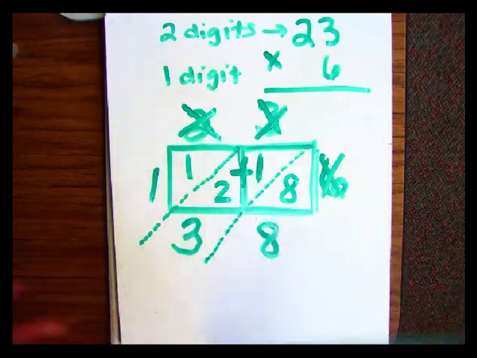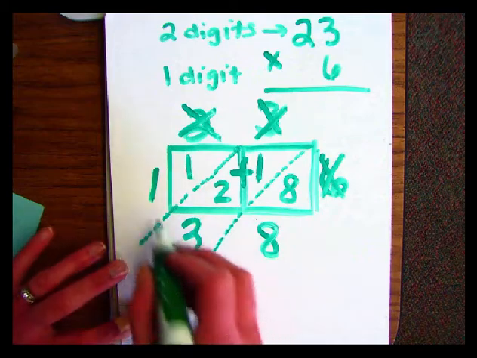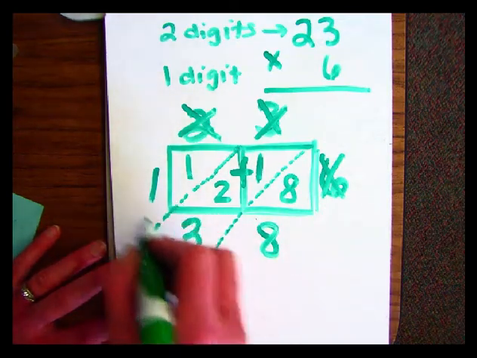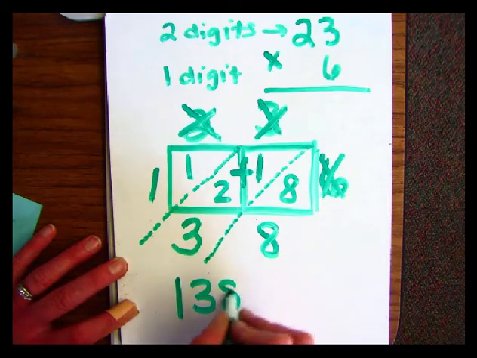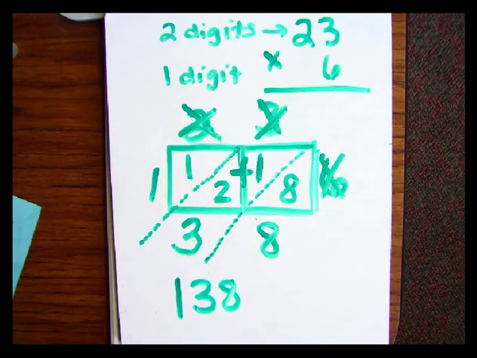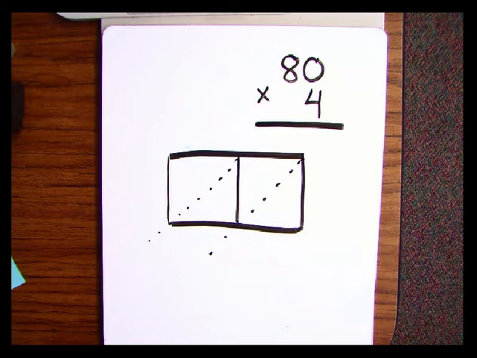And folks, that's your answer. We have our answer now, believe it or not. Our answer is the digits outside of our boxes here, 138. Pretty cool, huh? Let's try another one. This time I have 80 times 4.